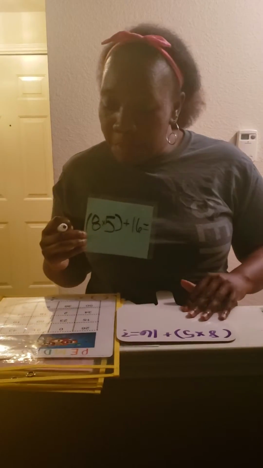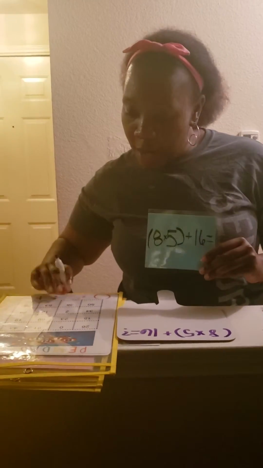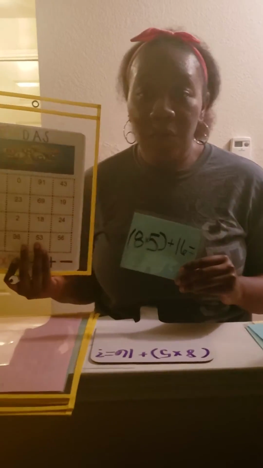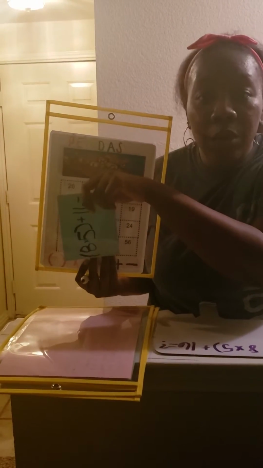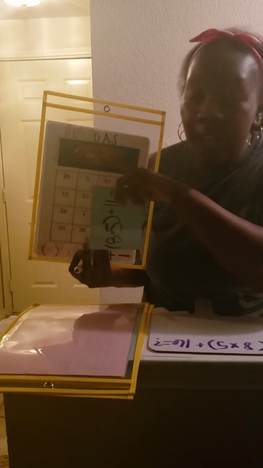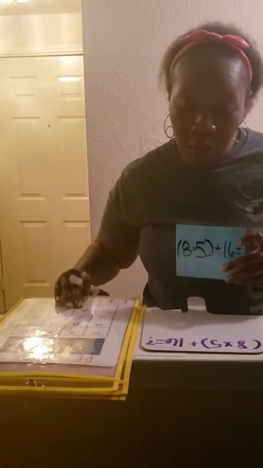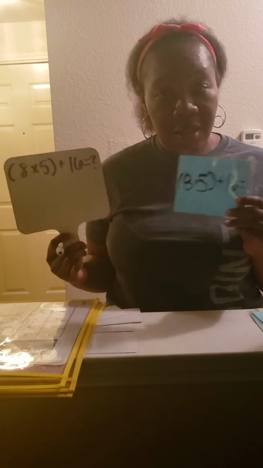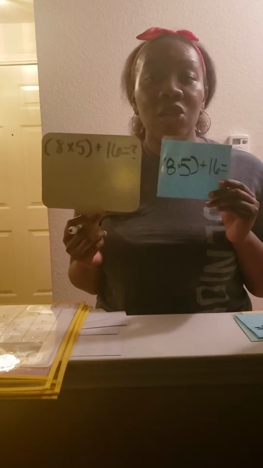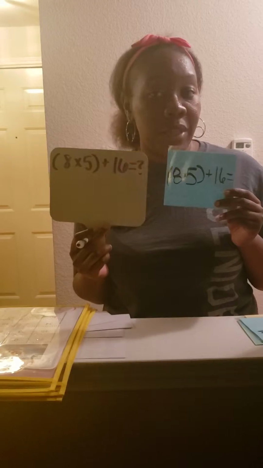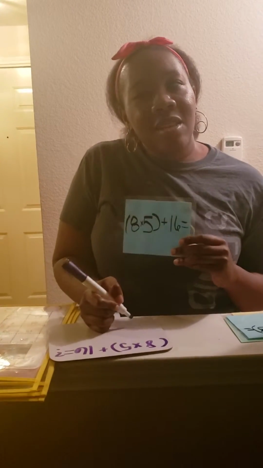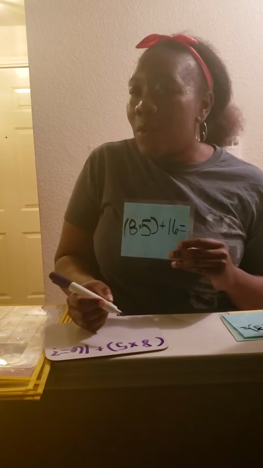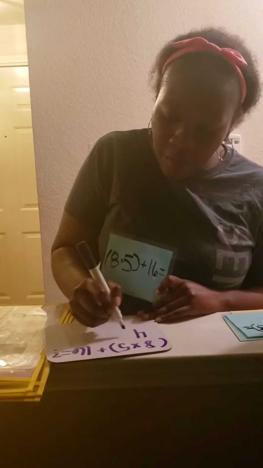PEMDAS being order of operations, remember that the P stands for parentheses. When I say order of operations, we're going in order, starting from the P, ending all the way at the S. In our equation, do we have parentheses? Yes, we do. So we start with the problem inside the parentheses, which is 8 times 5. 8 times 5 is, let's think, 40.